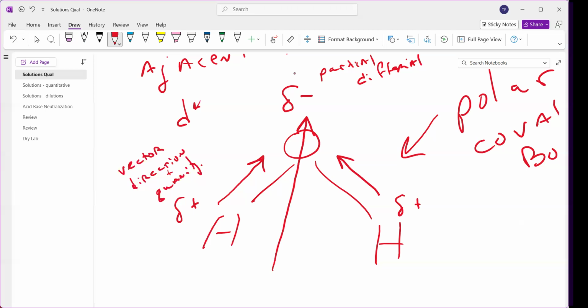Now in Unit 4, we're going to talk about intermolecular forces. This is called hydrogen bonding. When an H bonds with an O, nitrogen or fluorine, it's called hydrogen bonding. Very, very strong intermolecular forces.